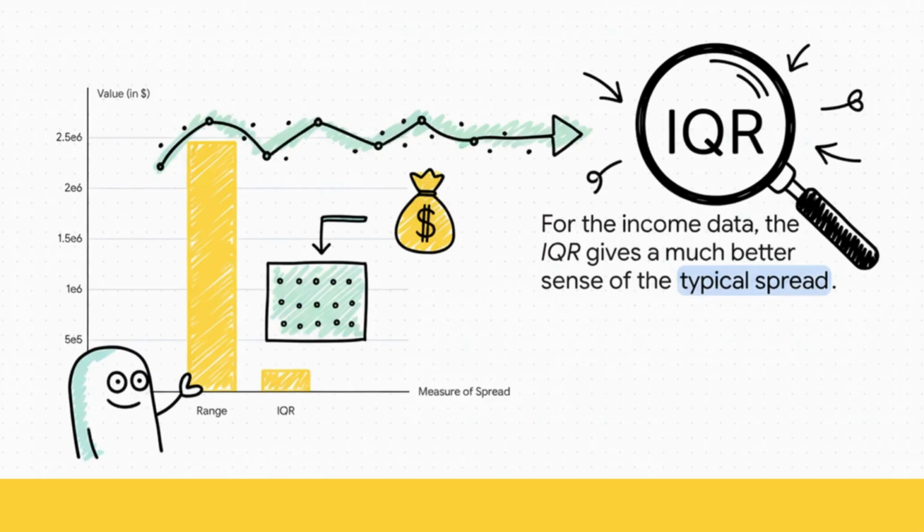Look at this difference. It's just wild. The range, which got totally wrecked by that one outlier, is almost $2.5 million. But the IQR, by focusing on the middle of the pack, gives us a spread of just $34,000. I mean, come on, which number do you think gives you a better feel for this group? It's the IQR for sure.